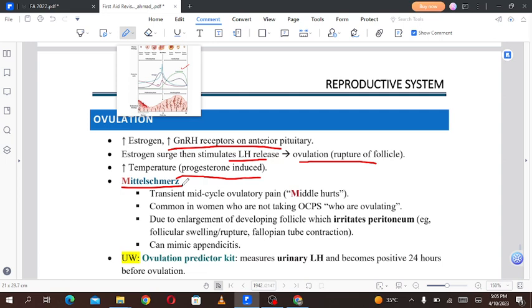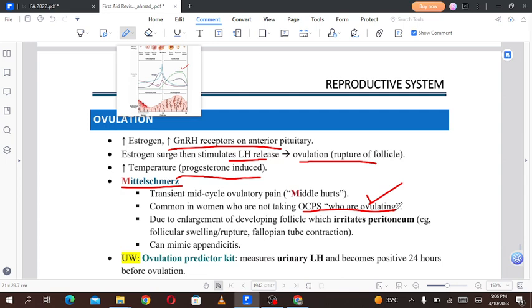It is a transient mid-cycle ovulatory pain, called Mittelschmerz pain, common in women who are not taking OCPs, who are ovulating. So it is common in women who are not taking OCPs. That is a buzzword, a code word: the women who are taking OCPs are not ovulating, but the women who are not taking OCPs are ovulating.